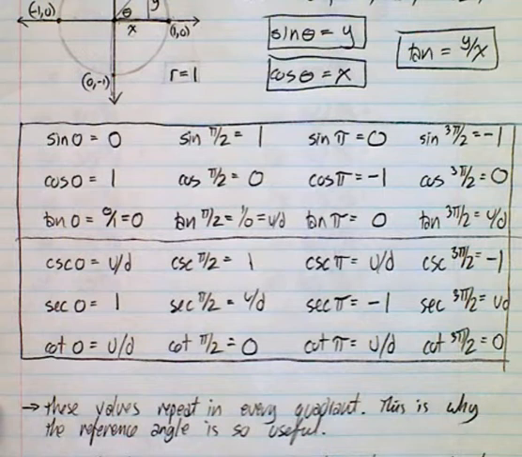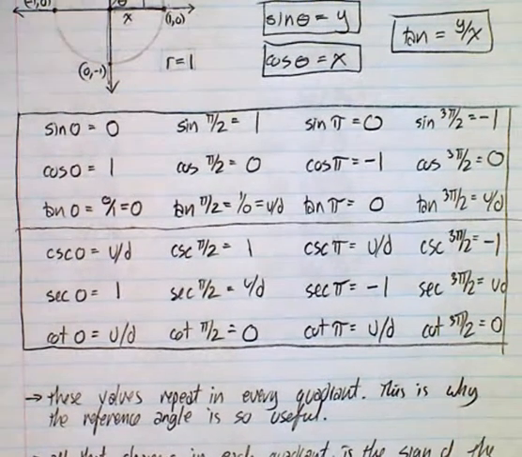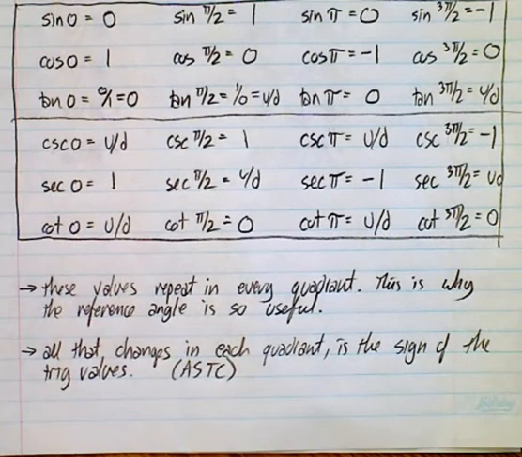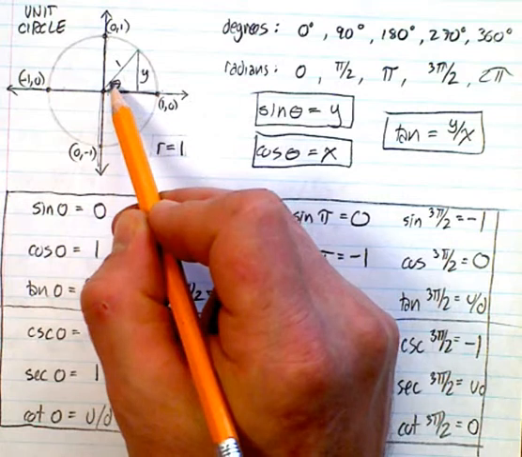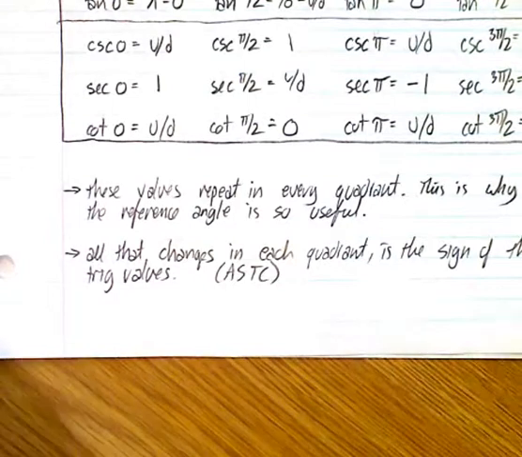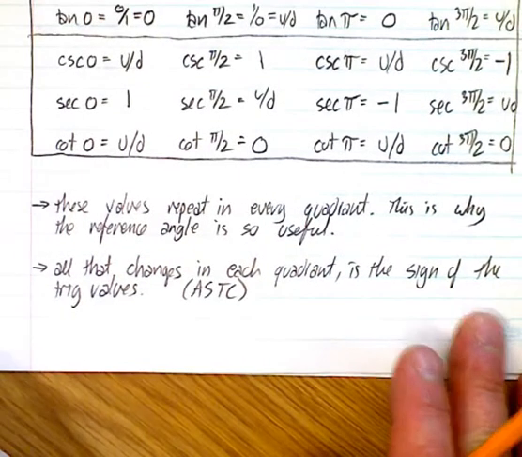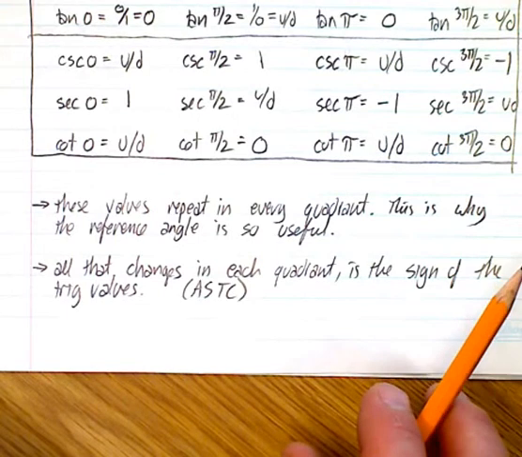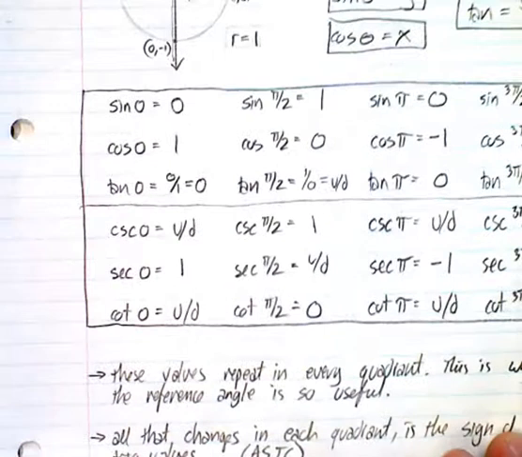Remember that these values repeat in every quadrant, okay? They repeat in every quadrant, and this is why the reference angle is so important. That reference angle is always very, very important. The distance from the terminal arm to the x-axis, the reference angle, right? And notice that also as we go around, all that changes is the sign. The sign changes. So we go from +1 to -1, -1 to +1. It repeats in each quadrant, right?